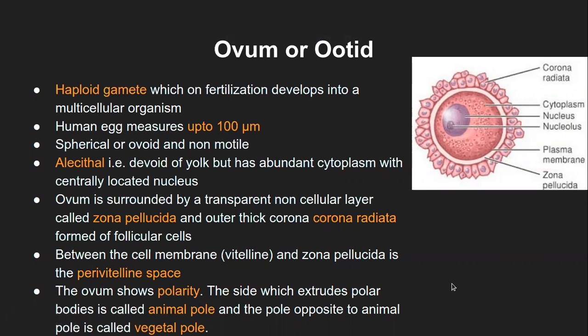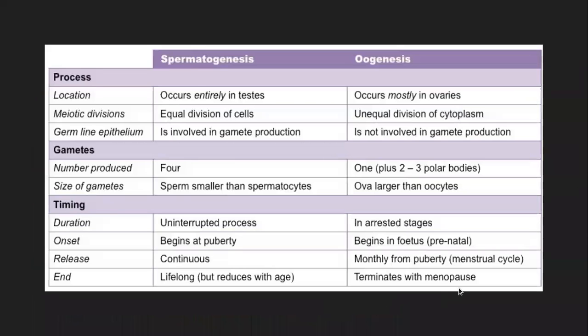The most important part was the side which will extrude the polar body, which is the animal pole, and I had given an example from this side. If the polar bodies are getting removed from this pole of the follicle structure, then that is called the animal pole, and the opposite to the animal pole will be your vegetal pole. So these are the main characteristics.